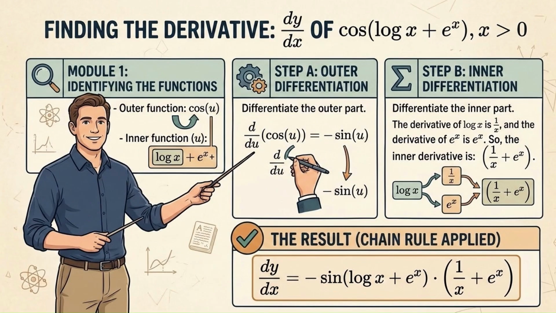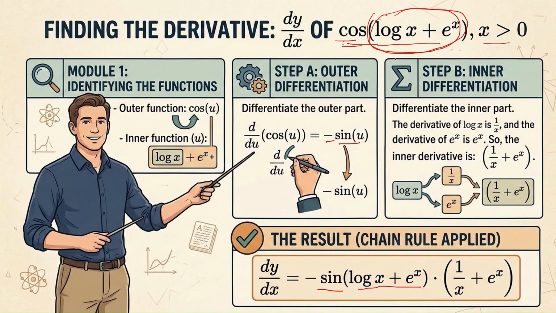Okay. Next example. Find the differentiation of cos of (log x plus e power x), where x must be greater than 0. First, the cos function. What is the differentiation of cos x? Minus sin x. Again, we have to differentiate the inner function, log x plus e power x. So cos becomes minus sin of (log x plus e power x).